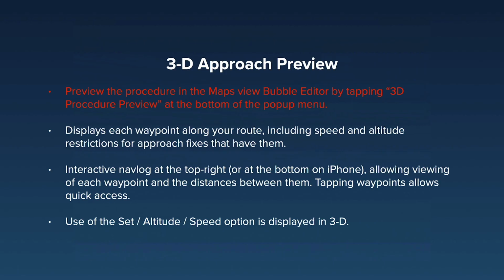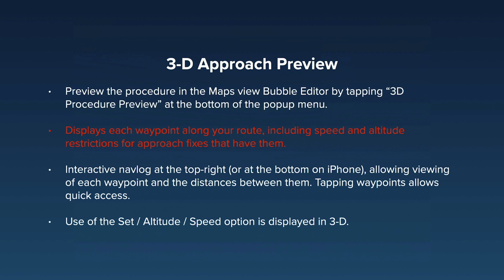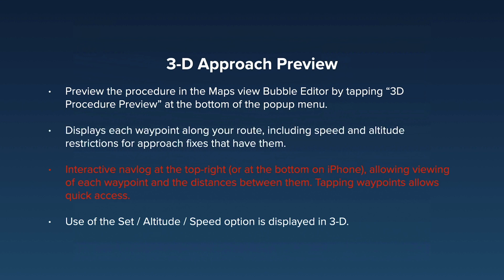3D approach preview is a variation of that, where we're previewing the procedure in the maps view via the bubble editor by tapping on 3D procedure review. It will display each waypoint along the route, including the speed and altitude restrictions, if they have them. There will be an interactive navlog, just as you saw at the top right, or on the iPhone it'll be down at the bottom, which allows viewing at each individual waypoint and will also depict the distance between them.